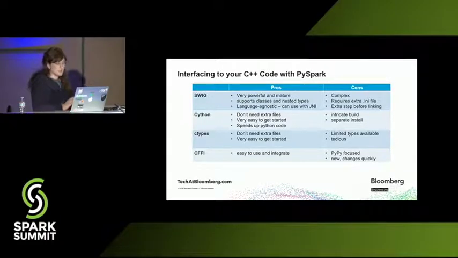The cons for that is that it's a little bit more complex and requires a little more work from the developers. You have a special .i file that defines how your data is laid out, and you have to have extra steps before you link your code. Your other options are using something like PyPy, which basically runs with a different backend for Python, but that involves a separate install. You can use something like ctypes, which is really straightforward but pretty limited in what it can do, and you can use CFFI, which is pretty easy to use and to integrate.